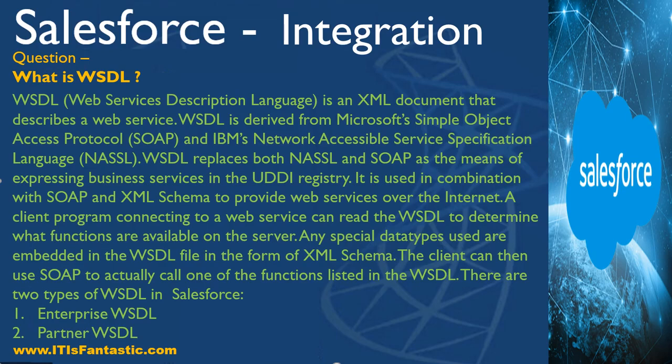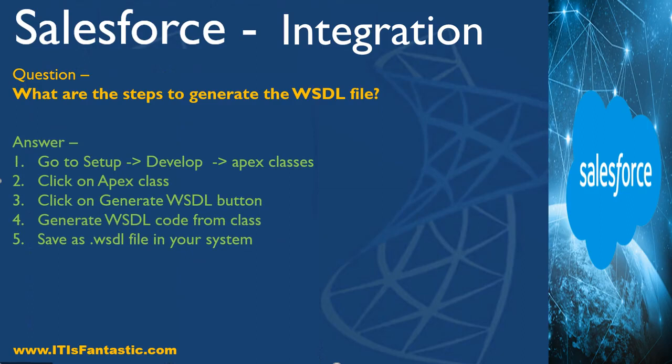What is a WSDL? WSDL, Web Services Description Language, is an XML document that describes a web service. WSDL is derived from Microsoft's Simple Object Access Protocol, SOAP, and IBM's Network Accessible Service Specification Language, NASL. What are the steps to generate the WSDL file? We do that by going to Setup, Develop, Apex Classes, and click on the Apex class, click on the Generate WSDL button, generate WSDL code from the class, and then save the WSDL file in our system.